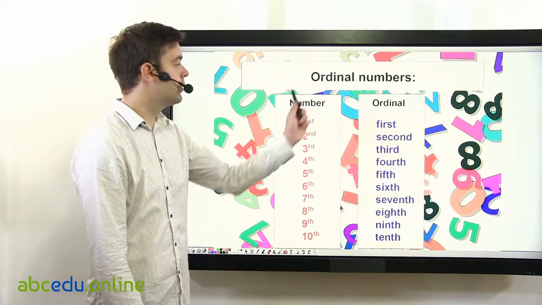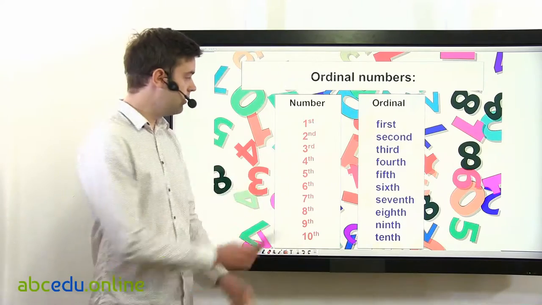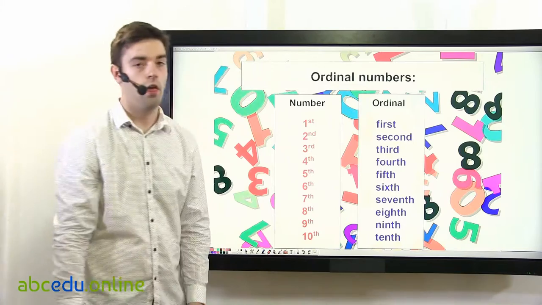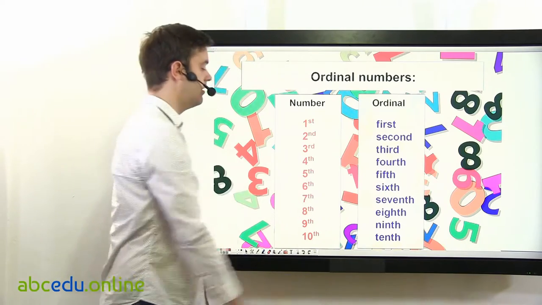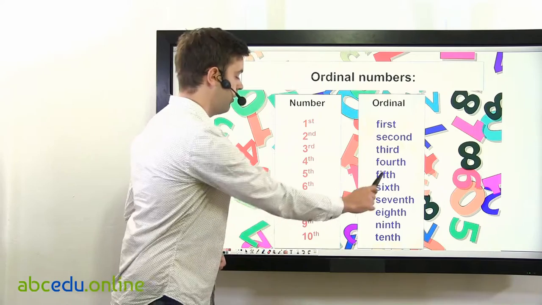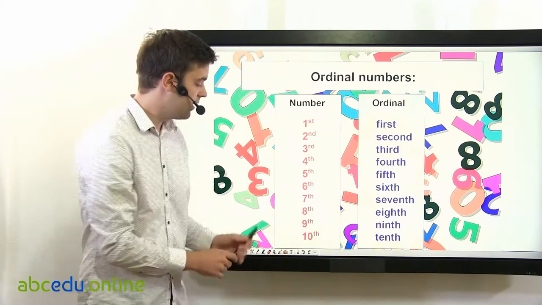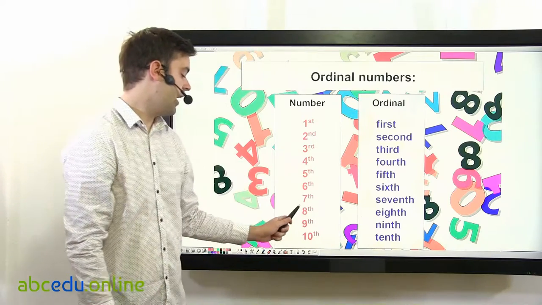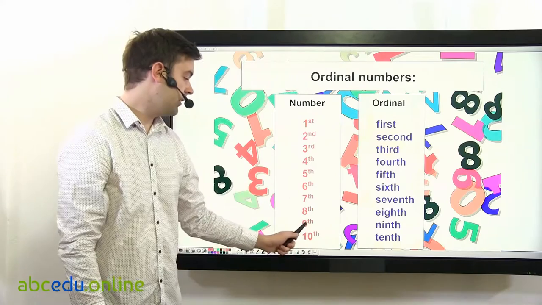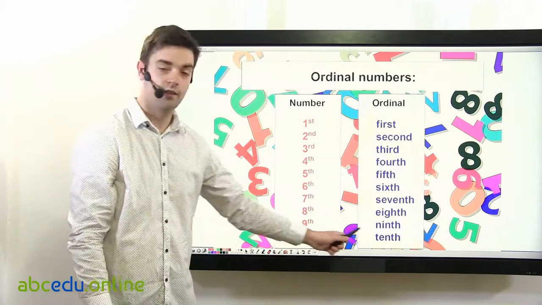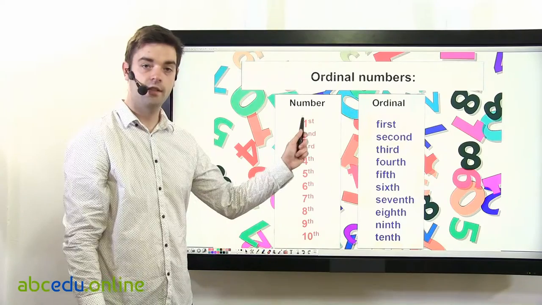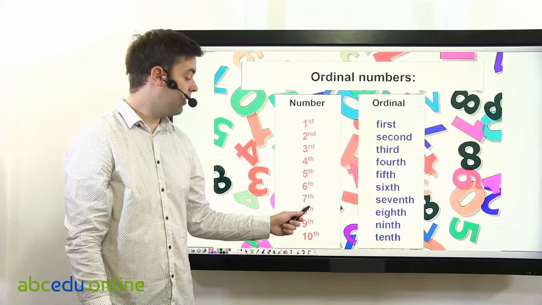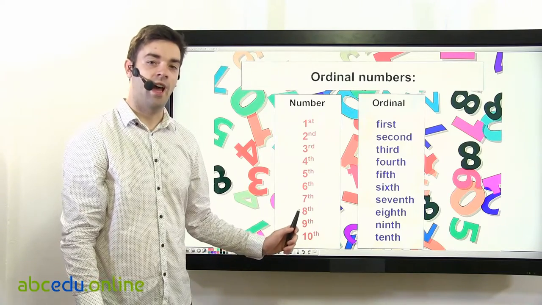Let's have a look then. So, ordinal numbers. Number 1, first; 2, second; third; fourth; fifth; sixth; seventh; eighth; ninth; tenth. First, second, third, fourth, fifth, sixth, seventh, eighth, ninth, and tenth.